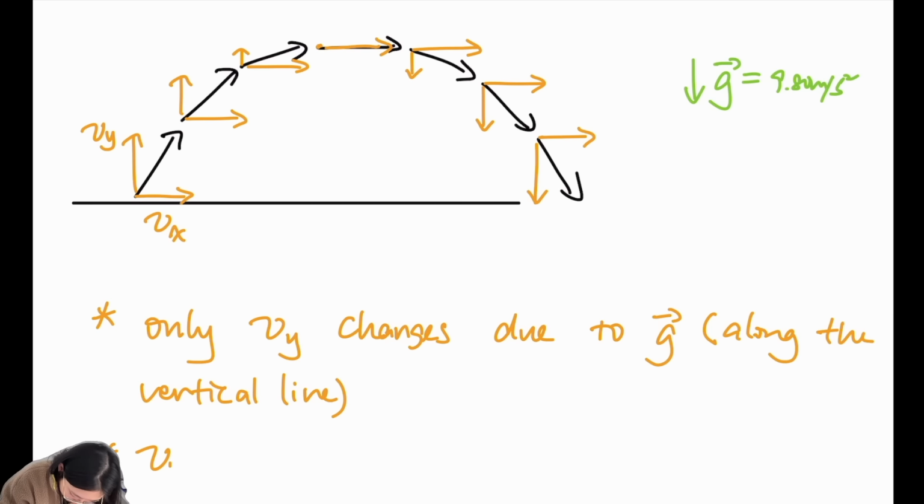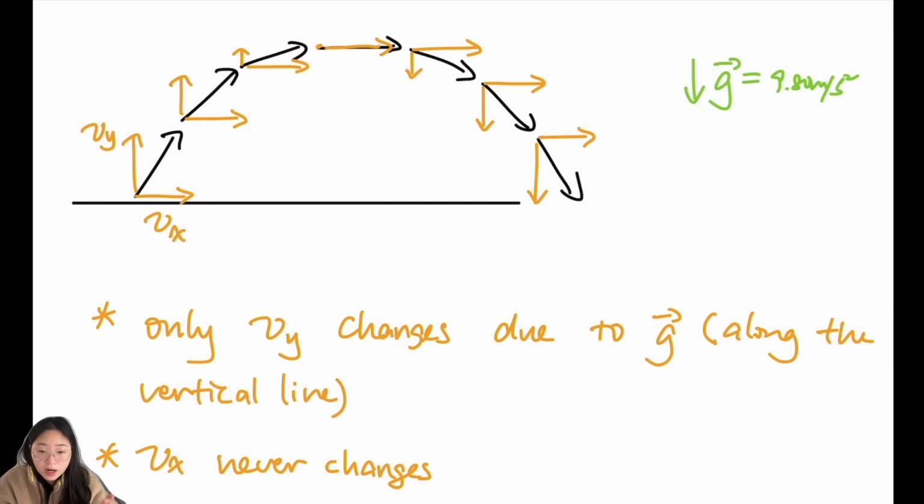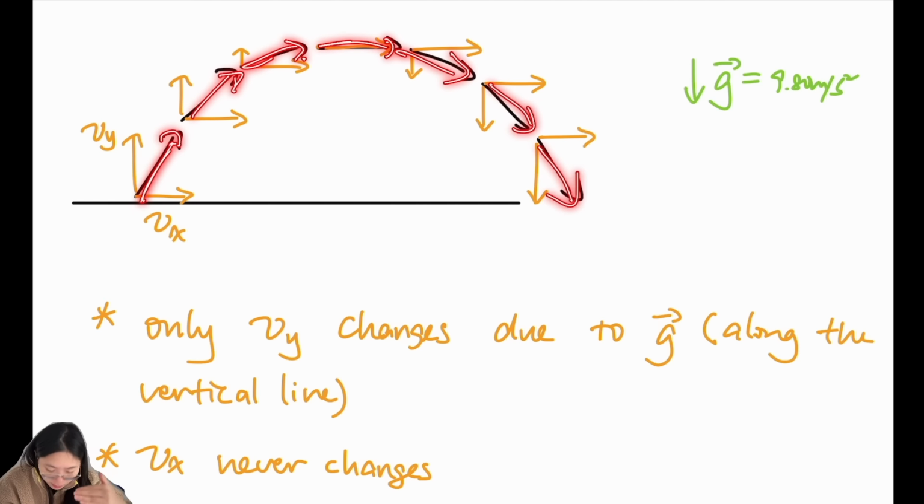And Vx never changes. So this explains why the path of the projectile motion is a parabola, because Vx is not changing while Vy is always decreasing. So that's why, when it goes up, the next moment it's slightly pointing toward the horizontal, and next it's more horizontal, and next it's more flat, and then now it's pointing down, and more down.